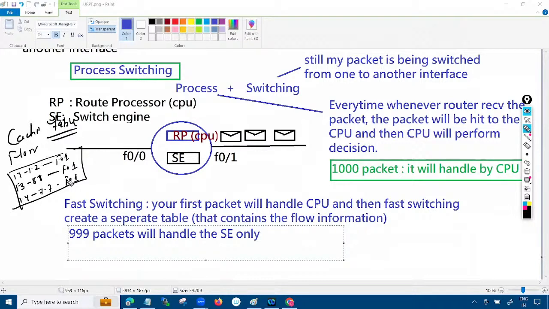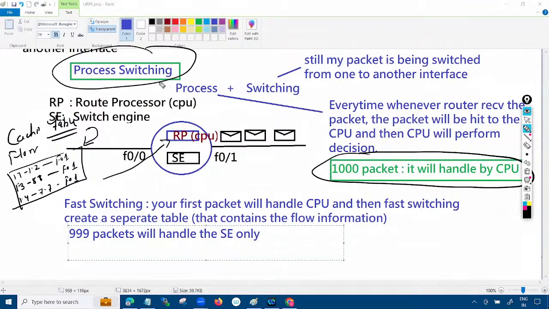So the first packet is only hit by the RP, right? The remaining 999 packets will be forwarded based on the table. So in that case, what happened? Understand, if you compare with this, in the first case, processing, all the 1000 packets were handled by the CPU.